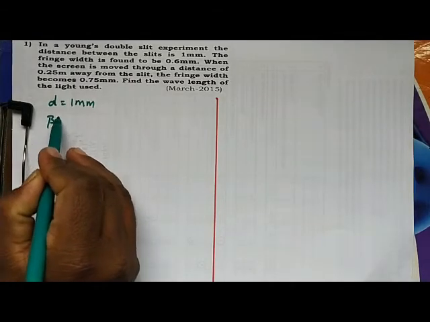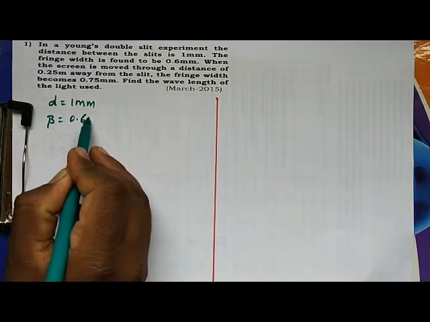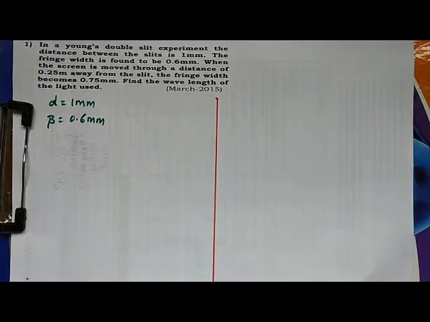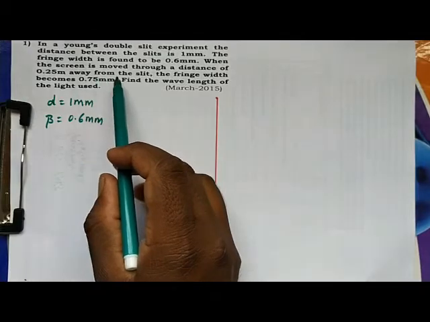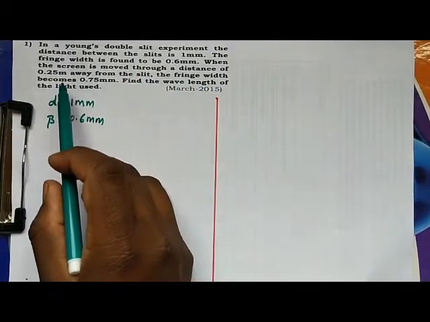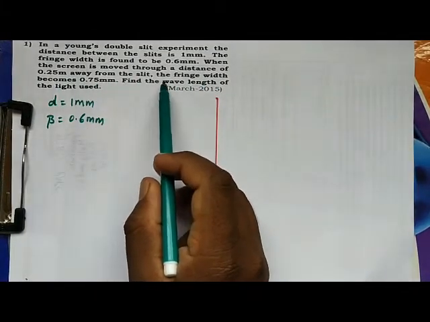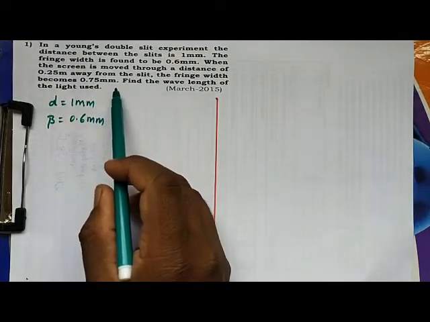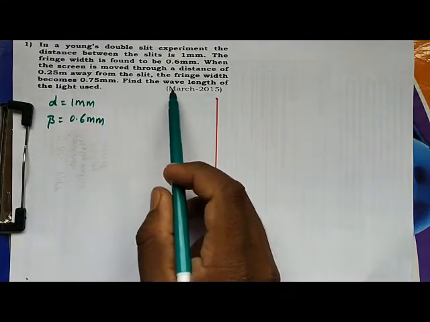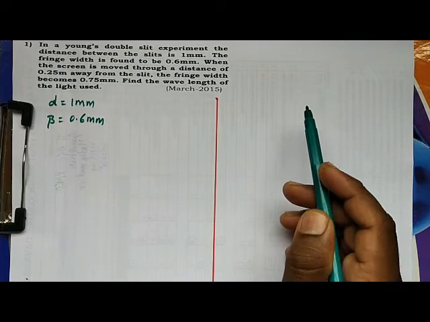Given the fringe width, that is 0.6 mm. The fringe width is denoted by the letter beta, so beta is equal to 0.6 mm. When the screen is moved through a distance of 0.25 meter away from the slit, the fringe width becomes 0.75 mm. Find the wavelength of the light used.